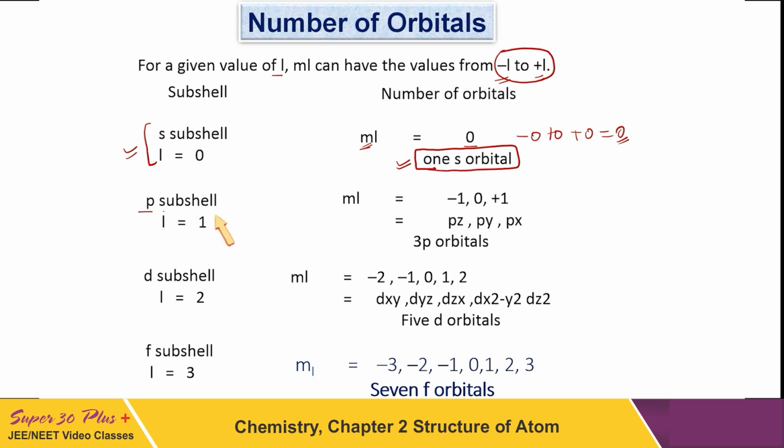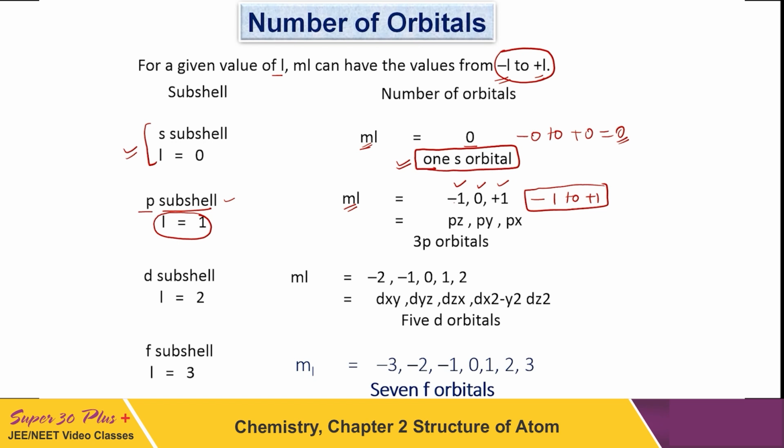What about the p subshell? Students, in the p subshell, the value of the azimuthal quantum number is 1. So the value of magnetic will be minus l to plus l, which includes minus 1, 0 and plus 1. Now how many values are there? 1, 2 and 3. There are 3 values.